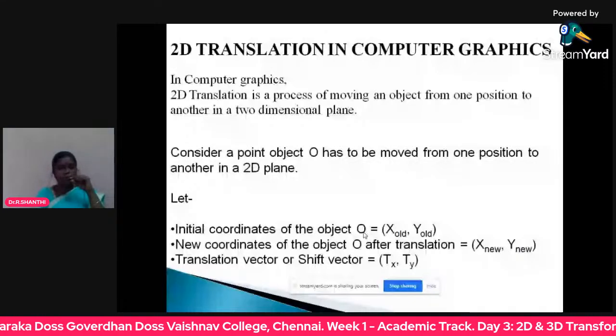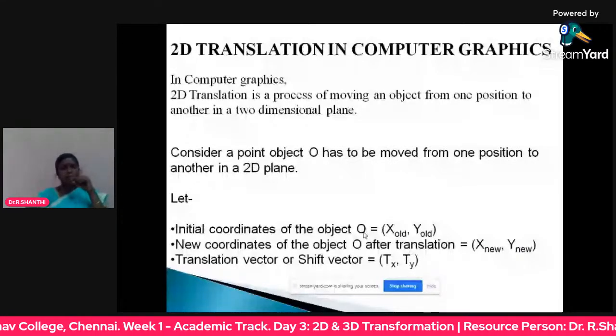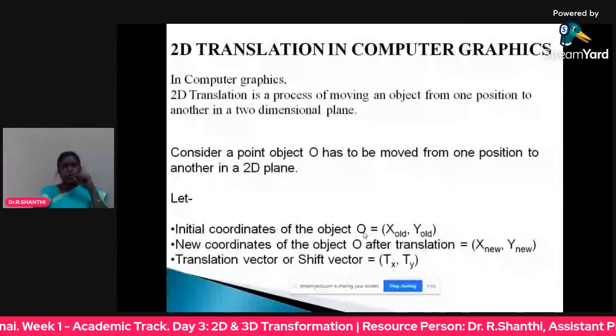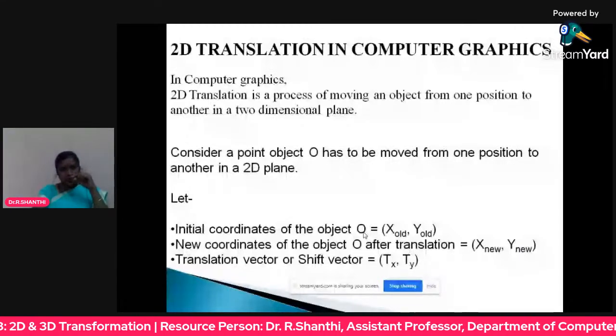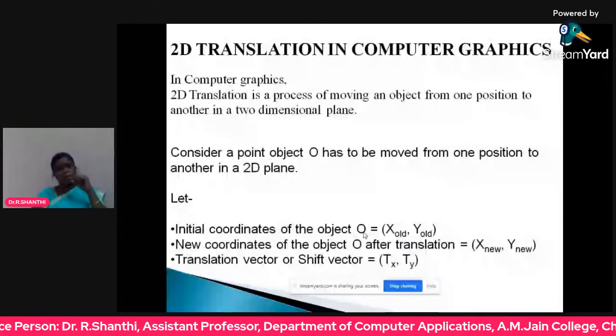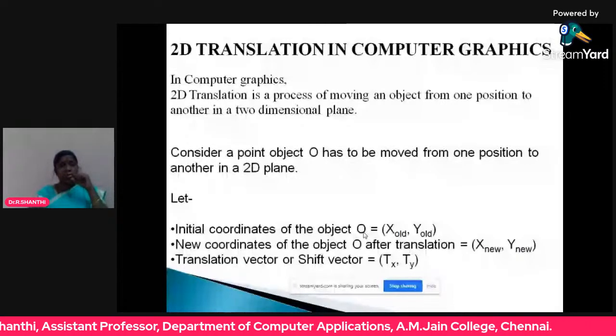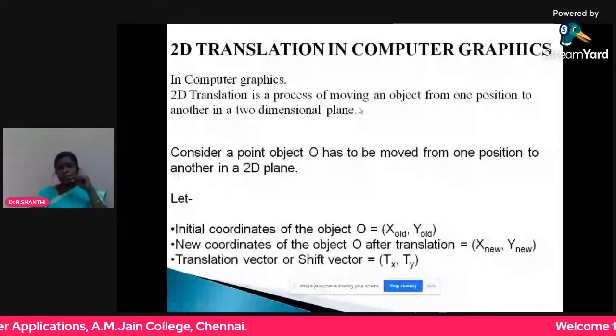In general, you know that translation is just converting something, but here what we do is just move an object. Suppose I have placed my object in the XY plane somewhere. My X value will be something, my Y value will be something. After that, translation means what? I just want to move an object from one position to another in a two-dimensional plane.